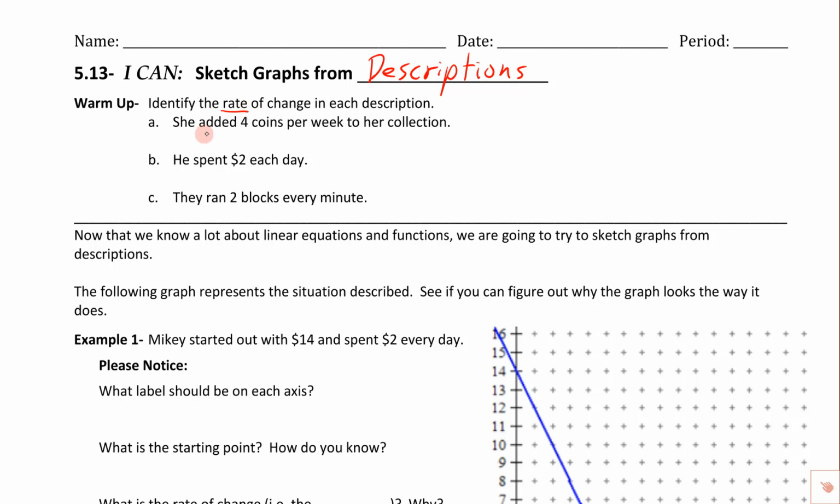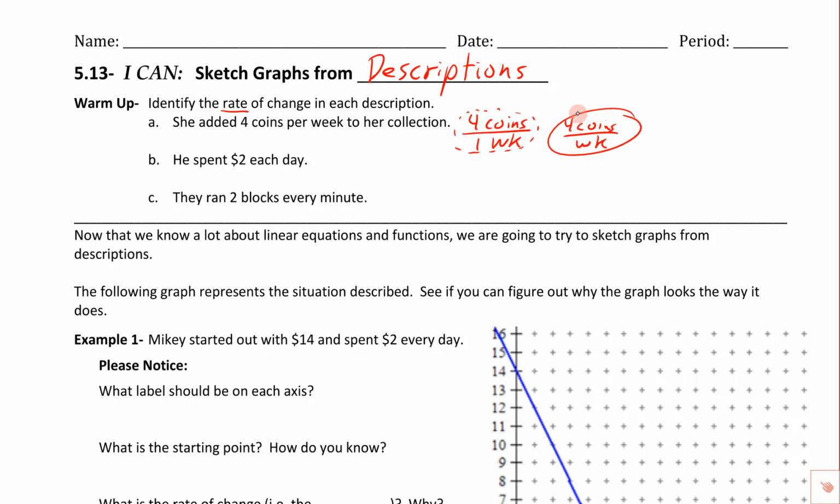So this one says she added 4 coins per week to her collection. So if she added 4 coins per week, the rate of change is going to be 4 coins. We're counting up how many coins, and she's doing that every week. So this is per 1 week. So I'm going to put week on the bottom here. Now again, you don't have to write it this way. You don't have to put the 1. That's totally okay if you want to. We could say that the rate is 4 coins per week. We could just write it like that.